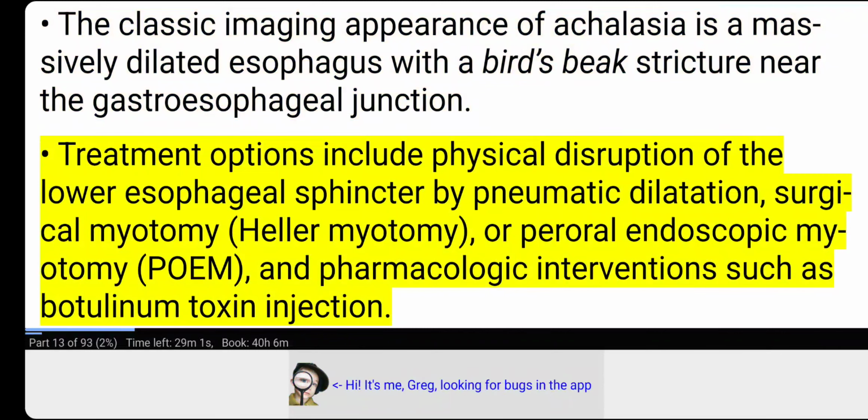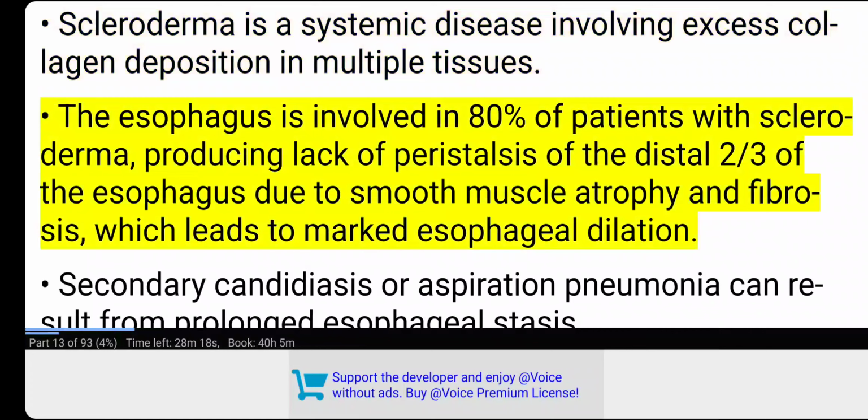Scleroderma. Scleroderma is a systemic disease involving excess collagen deposition in multiple tissues. The esophagus is involved in 80% of patients with scleroderma, producing lack of peristalsis of the distal two-thirds of the esophagus due to smooth muscle atrophy and fibrosis, which leads to marked esophageal dilation.